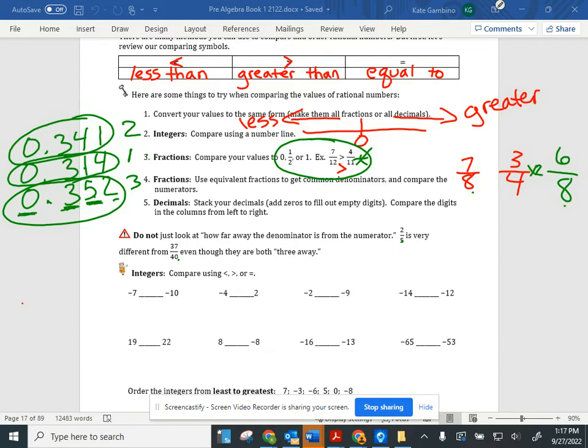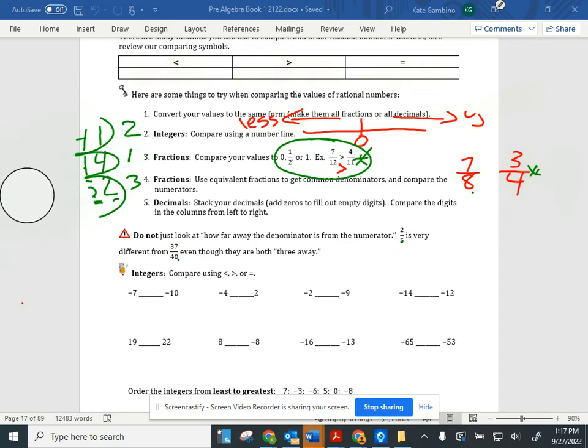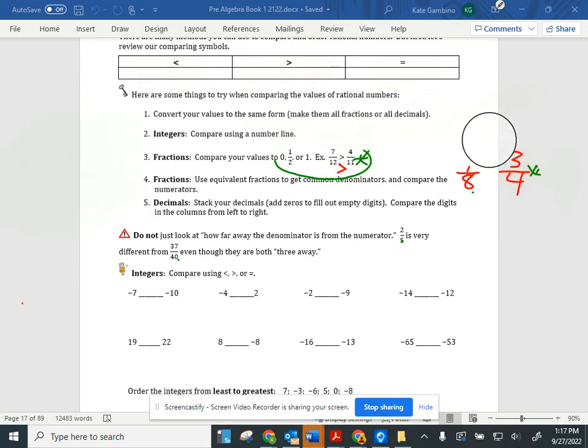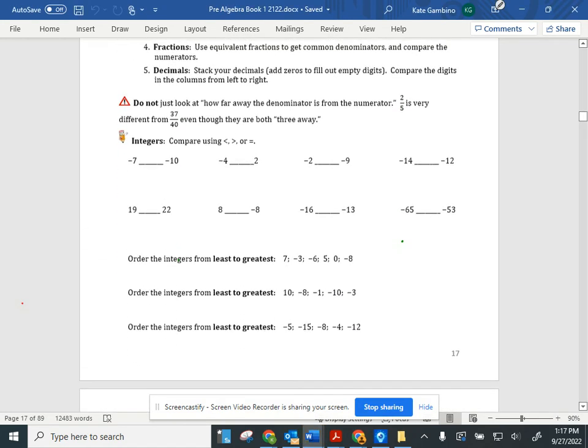Hugo? If it's something we can easily tell, do you have to show work or anything? Good question. Sometimes we can just look at it and know our answer. So -7 to -10, if you know it, just put in the symbol. Okay? But if you don't know it, draw your number line and compare it. Just look at the number line.